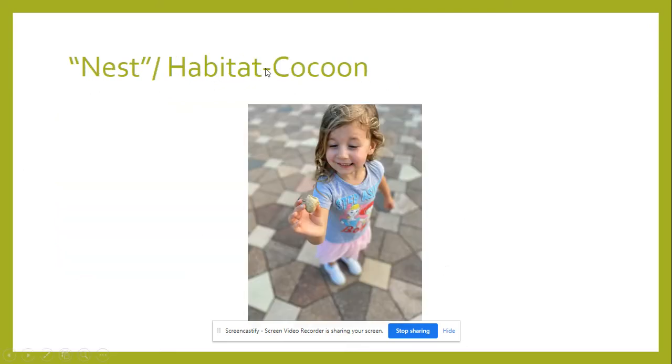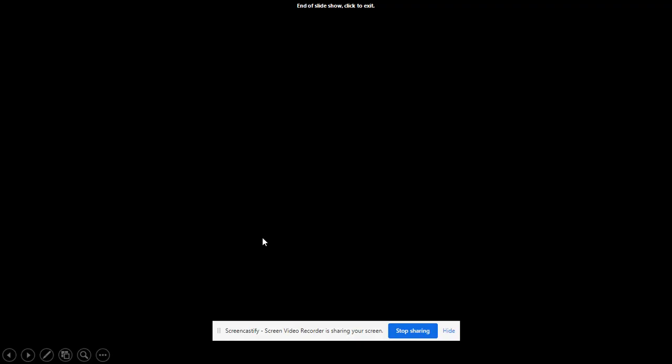And then a nest or a habitat, this also could fall under animal home. We found a cocoon in our yard, and you can see Addie was a little freaked out about it because I told her that caterpillars go in and butterflies go out, and she's a little freaked out by bugs still. So she was not super sure about holding on to that thing. But yeah, that would be a cocoon that a butterfly would come from.